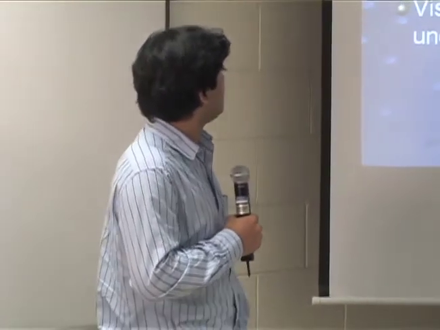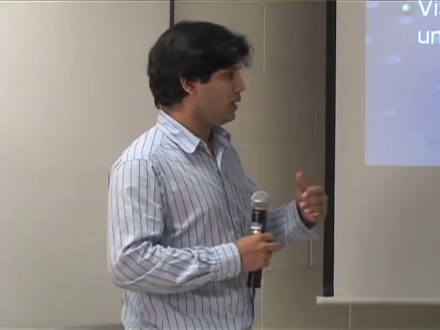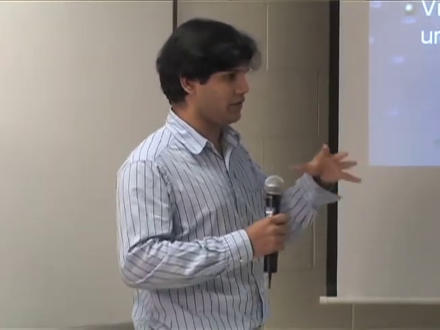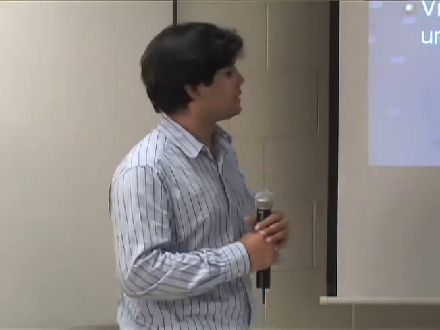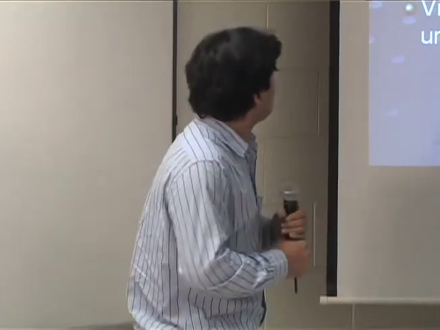And the subfields of artificial intelligence: neural networks, which include brain modeling, time series prediction, and classification. Evolutionary computation is more about genetic algorithms and genetic programming. It cannot be taught in a day. It has to be evolved in a series, or it should have pre-designed information in it to understand genetic algorithms. You cannot teach an artificial system genetic programming without a preset of information in its program.